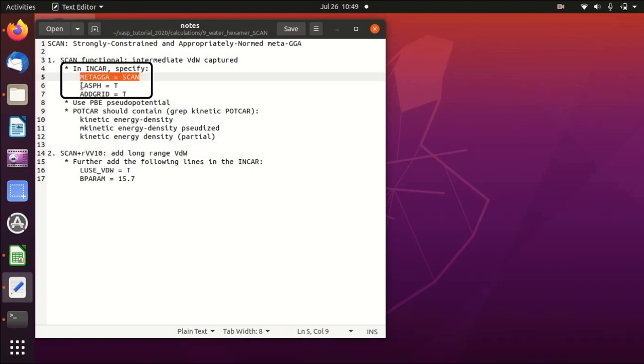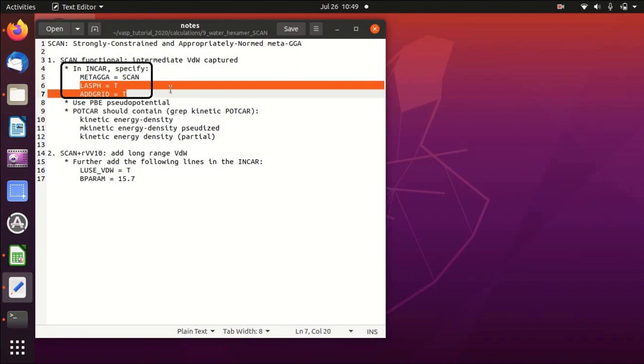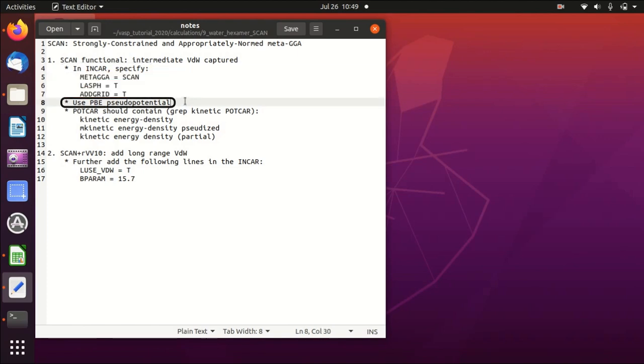And then it's also recommended to add these two lines to increase precision for meta-GGA functionals generally, also for GGA functionals if you want. For the pseudopotential, because VASP does not have pseudopotentials for meta-GGA, usually using the PBE pseudopotential gives good results for SCAN as well.